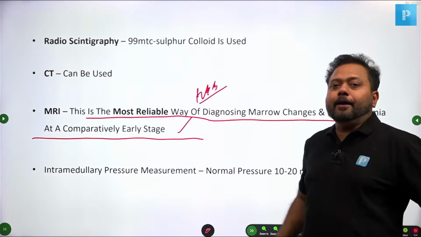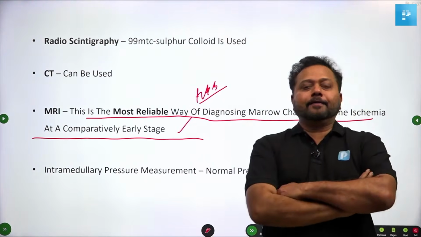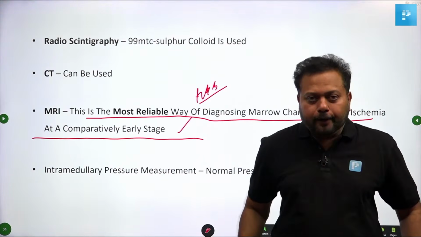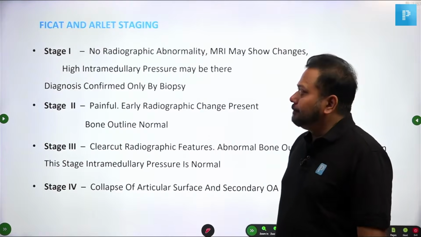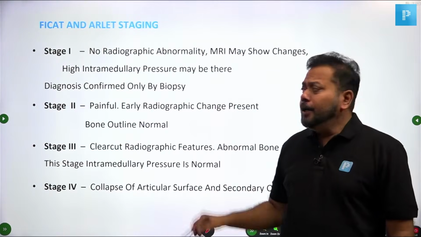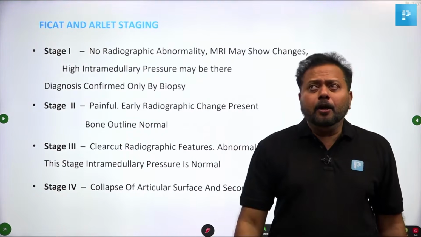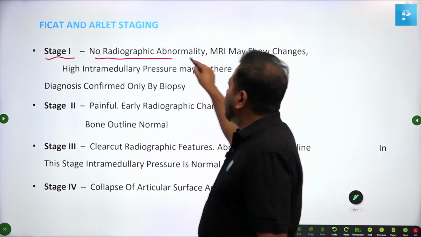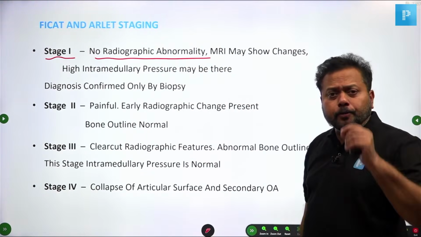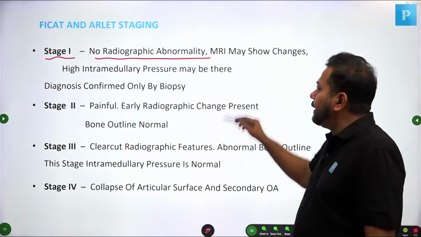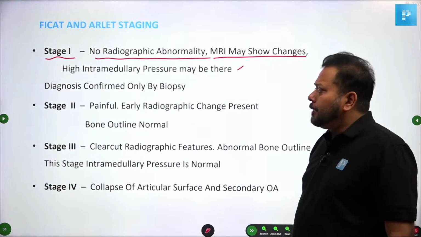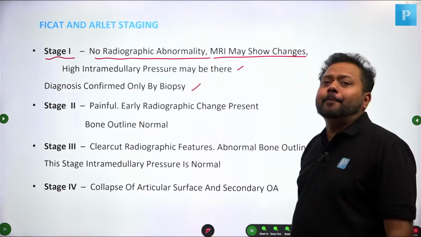Whenever a question on avascular necrosis comes in our exam, and they are asking for the best investigation, we should go for MRI. This is the Ficat and Arlet staging of avascular necrosis. Stage 1: no radiographic abnormality, absolutely no radiographic abnormality. MRI may show changes, high intramedullary pressure, diagnosis confirmed only by biopsy.